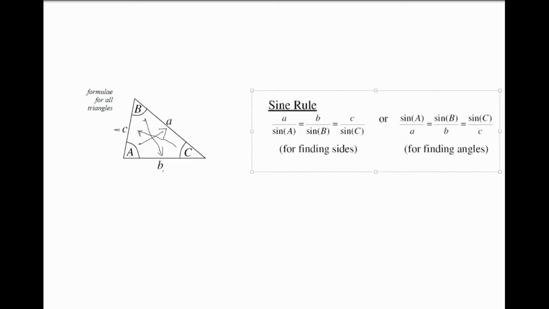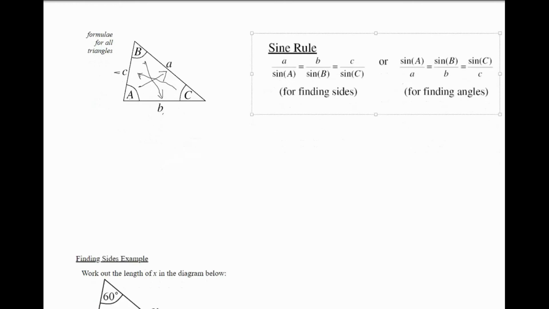So the rule states, when we want to find sides, we use the first format: a over sine A is equal to b over sine B is equal to c over sine C. If we are going to use it to solve for angles, we use the inverse of the rule, which is sine A over a, sine B over b, and sine C over c. And remember, we use this rule when given one of the two conditions which we discussed earlier. Now we are going to look at its application.